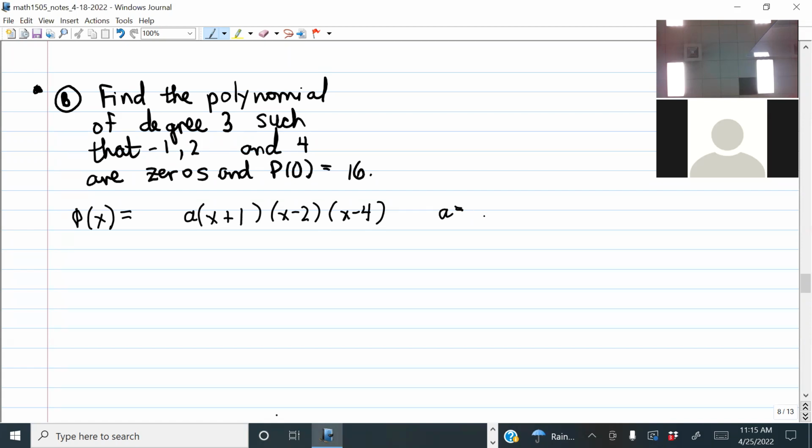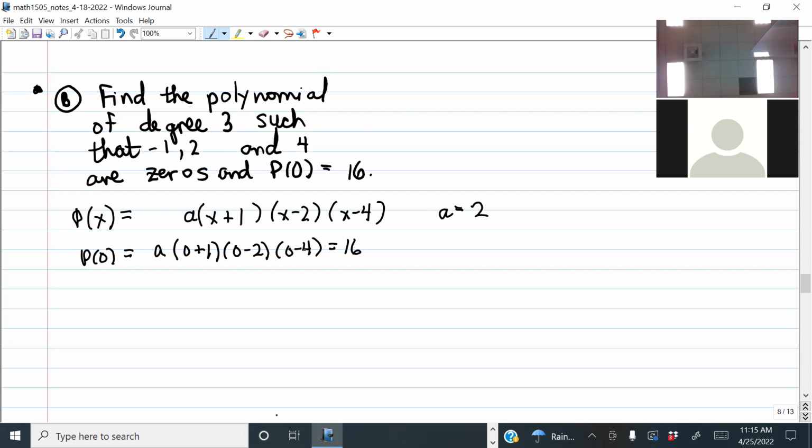So Fernando's right there. A is indeed 2 there. Now, why is A 2? So most of everyone now sees that already, right? Because if we evaluate P of 0, that's going to be, according to the formula, A times 0 plus 1 times 0 minus 2 times 0 minus 4. But that's supposed to turn out to be 16.